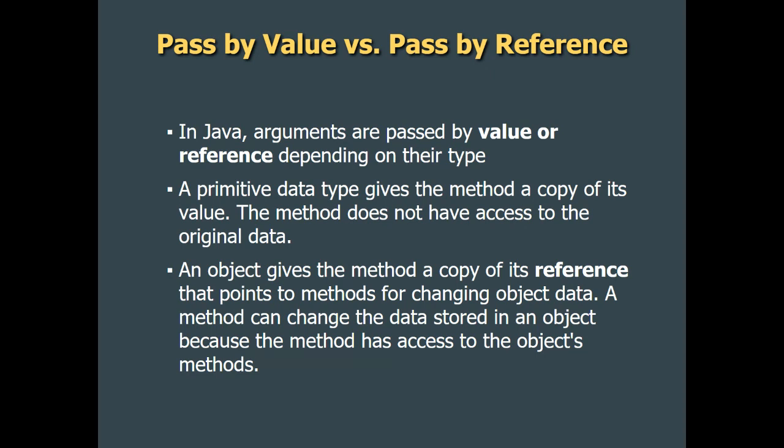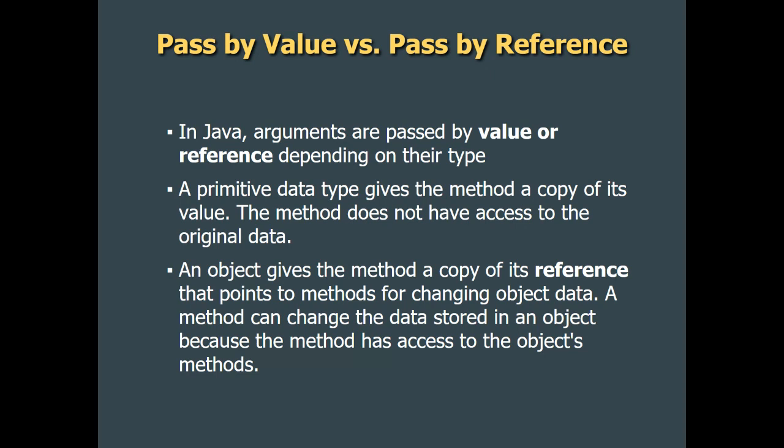So to start off, this is a bit of a tricky one. Explaining the difference between passing by value and passing by reference. When you pass something in the round brackets to a method, it can use it in different ways, and it's automatically determined in Java by the type of data you give it. So in this slide, it says Java arguments are passed by value or by reference, depending on their type.